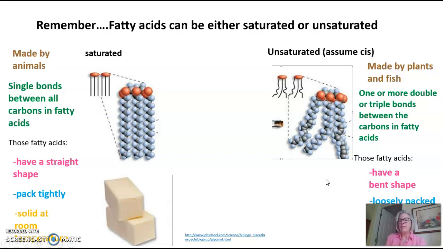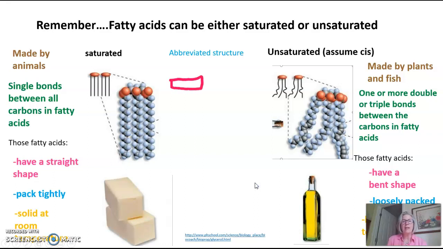That means they kind of loosely pack, because there's all this space in between the fatty acids due to the kinking or bending of those fatty acid tails in the triglyceride. This makes them a liquid at room temperature. They are oils because they are more free to move around because they have this extra space. A good example of an unsaturated fatty acid is olive oil, which is of course made by olives, which are plants.